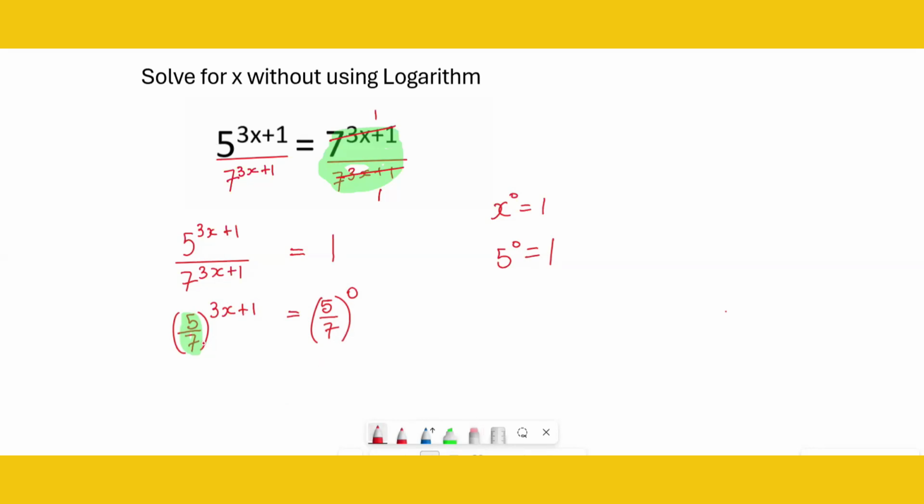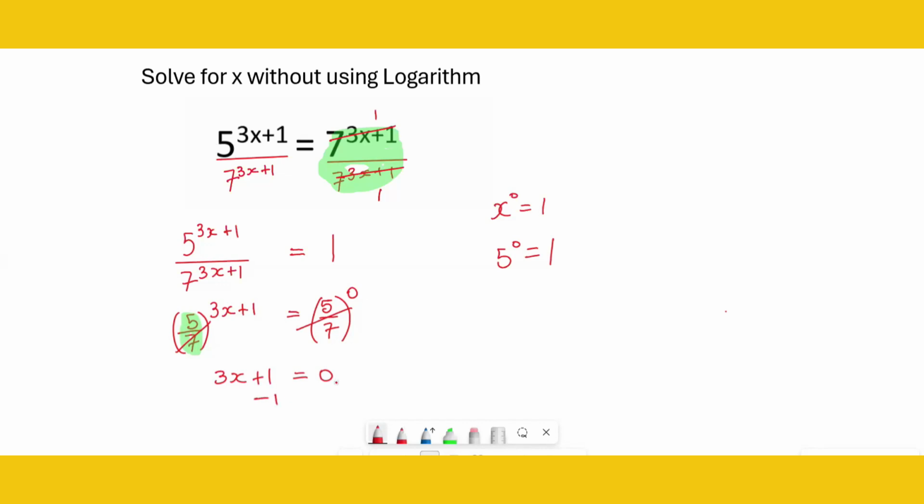But now, because we have the same base, 5/7, on both sides, then we could cancel our bases, because if we have the same base, we could drop the bases and work with the exponent. Because if we're saying that 5/7 raised to the 3x plus 1 is equal to 5/7 raised to the 0, then it means then that 3x plus 1 is the same thing as 0. And from here, we could just work this out.